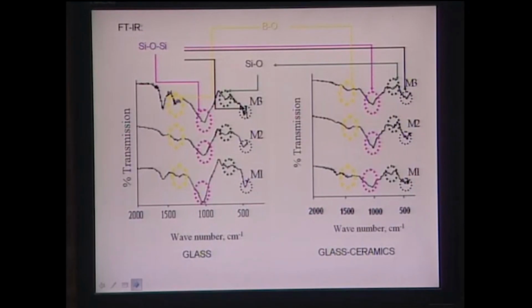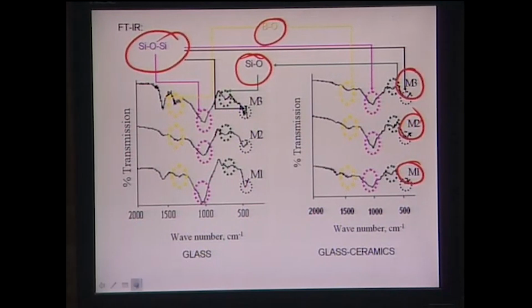Now we have done FTIR, that is, Fourier transform infrared spectroscopy. In the FTIR, you notice a BO stretching peak, an SiO bond peak, and an Si-O-Si peak. All these different FTIR bands are observed in the different glass ceramics M1, M2, M3, which essentially tells you about the different chemical bonds present in these glass ceramic materials.